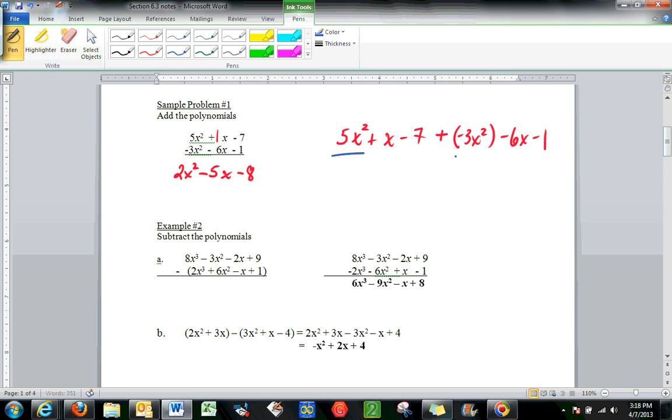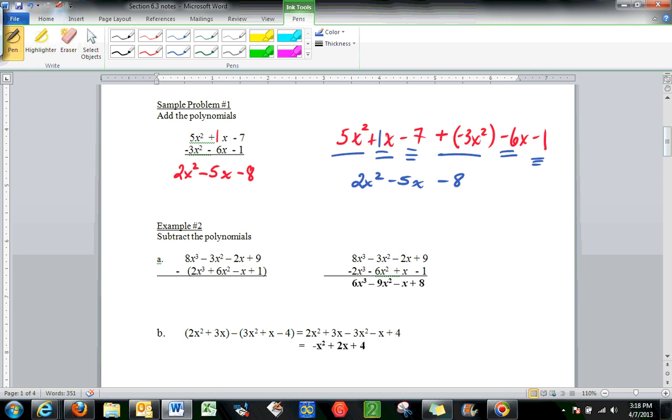We could take 5x squared and a negative 3x squared, and when we put those together that's 2x squared. We have a positive 1x and a negative 6x, which is going to give us negative 5x. And of course negative 7 and negative 1 is going to give me negative 8. So either way we come up with the same result. So you need to kind of figure out which one works best for you.